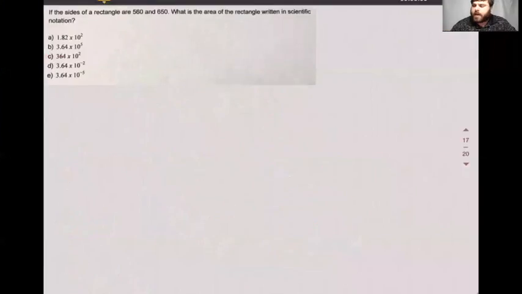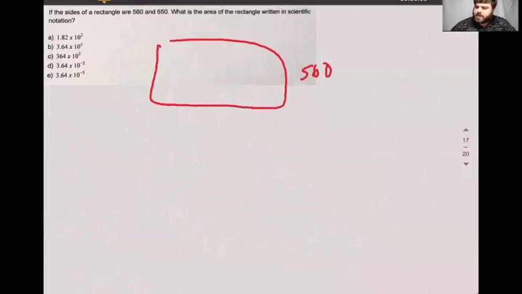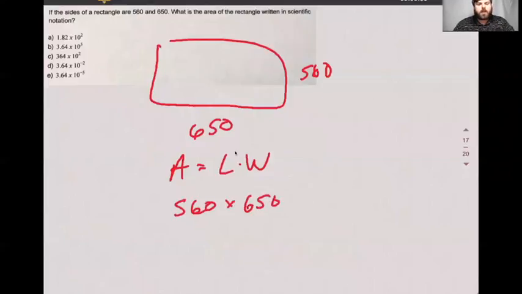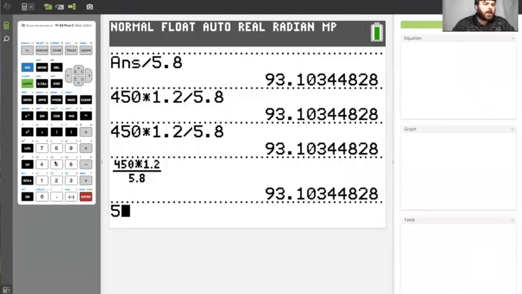If the sides of a rectangle are 560 and 650, what is the area of the rectangle written in scientific notation? All right, so we've got a rectangle that is 560 by 650. So remember, area is length times width. So 560 times 650. Okay, we get out the calculator.